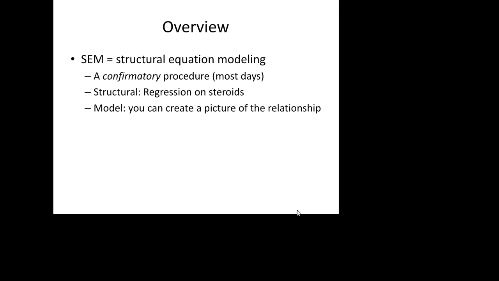The structural part makes it regression, so it's multiple regressions, and it's a model. I'm creating these pictures of all these relationships between variables. Confirmatory procedure just means that you don't tend to just fish for things. There are times that we do exploratory confirmatory analysis, which is a little confusing, but the idea is that you had a picture and it didn't quite work, so then you might test some other versions of it to see if maybe you were just wrong on one or two parts.